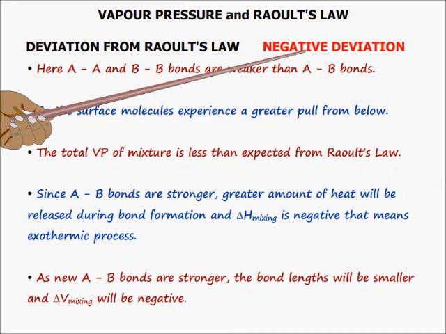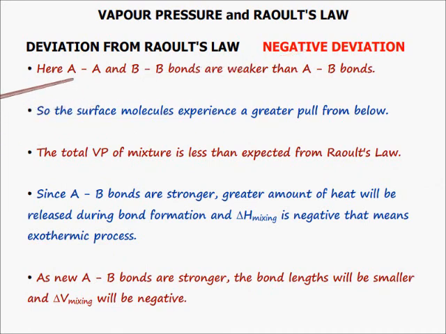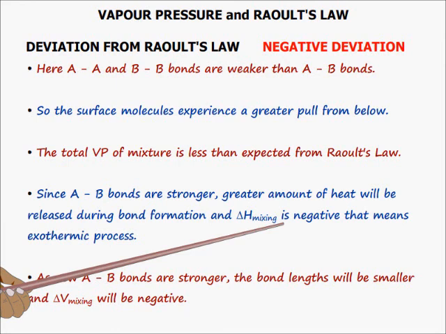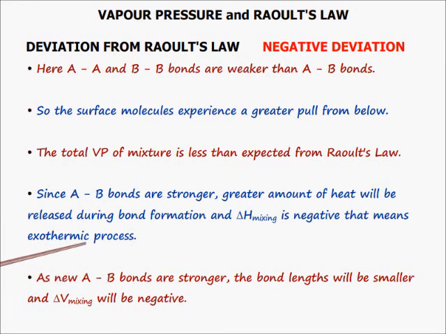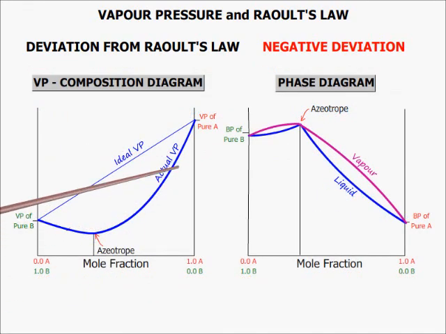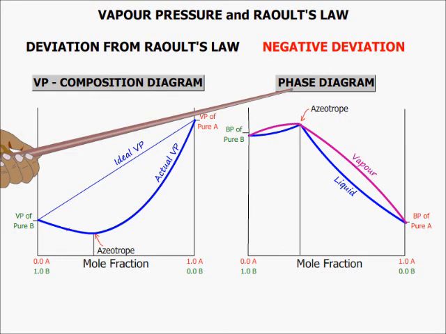Negative deviation. Here, AA and BB bond strength is less than AB bond strength. So, by the same reasoning, the mixture will have lesser vapor pressure than calculated from Raoult's law. It will have negative enthalpy of mixing, that is, exothermic mixing. The new AB bonds are stronger and will have lesser bond length, so volume decreases after mixing. In the total vapor pressure curve, there will be an intermediate point which will have lesser vapor pressure than either of the pure liquids. The phase diagram will be like this.